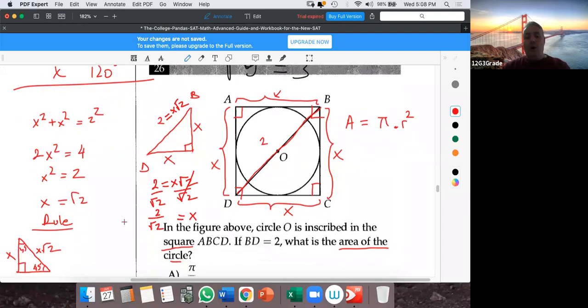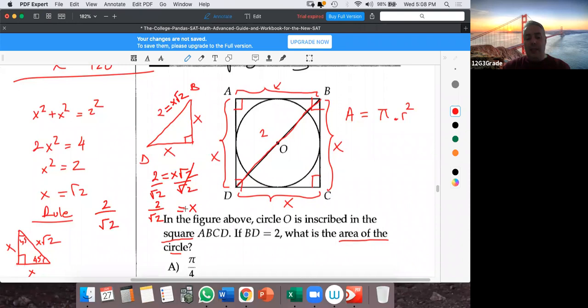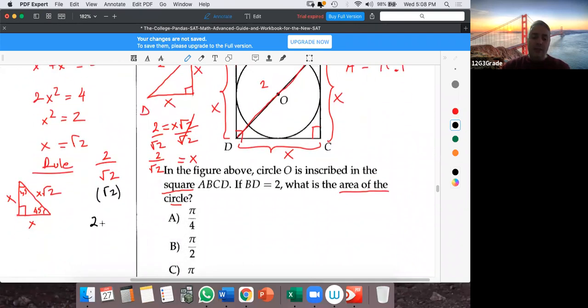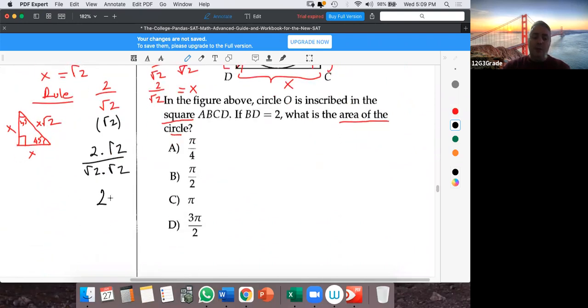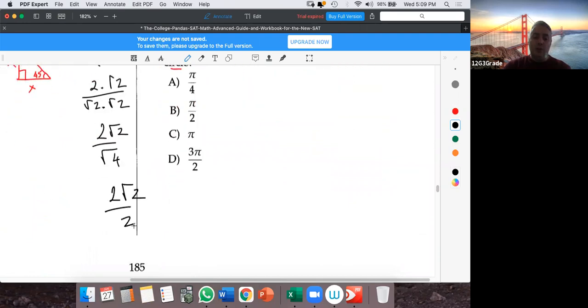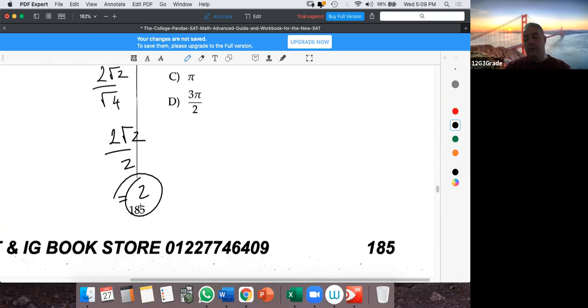That's it. Or 2 over root 2, what does it mean? Multiply the denominator by root 2. So it will be 2 times root 2 over root 2 times root 2. So it will be 2 root 2 over root 4. So 2 root 2 over 2. So it will be root 2. Okay.